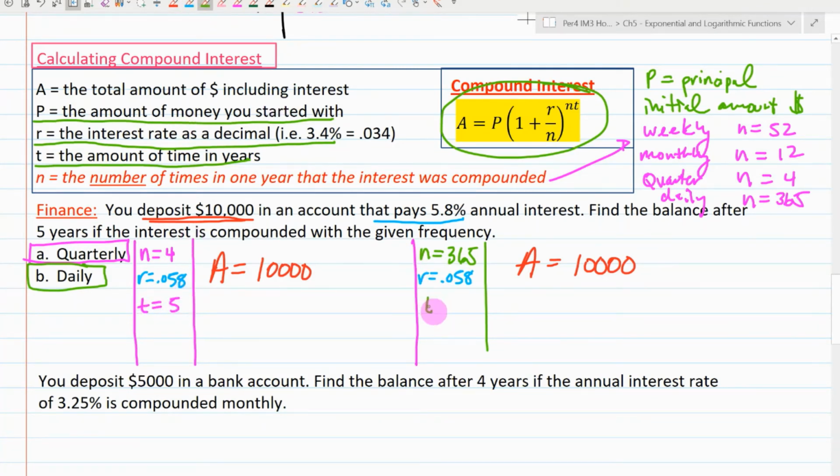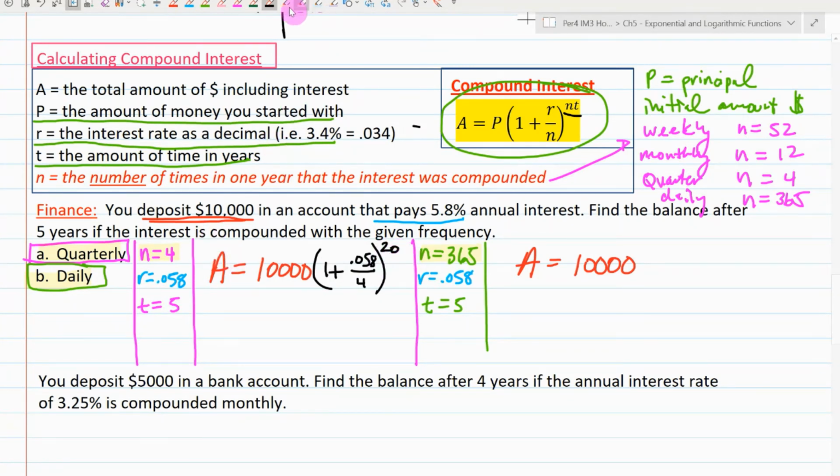Same thing here. But the interest is compounded with the given frequency. So this one's quarterly, so that's why N is 4, and this one is daily. That's why N is 365. So now let's do this formula. 1 plus R, 0.058, over N. In this case, N is 4. And then this is N times T. So 4 times 5, that's 20.